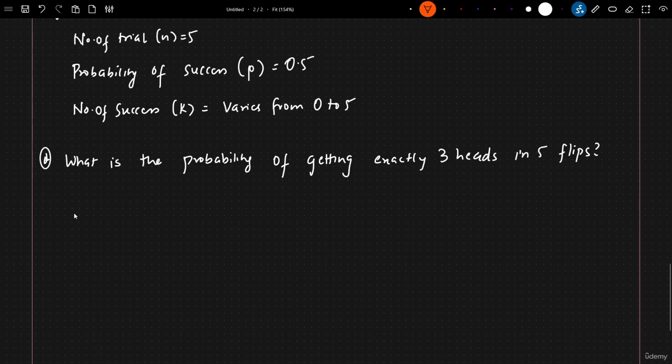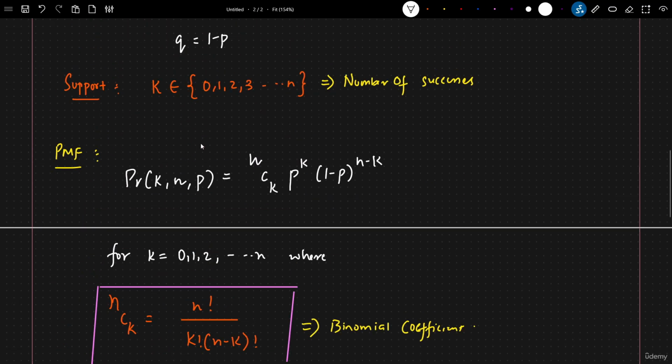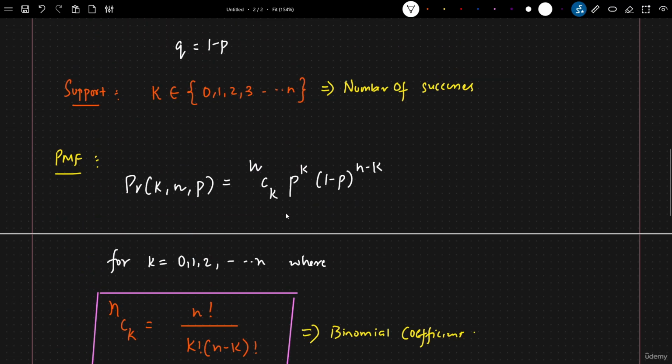So here my n value is obviously 5. K is the number of successes, which is nothing but 3, right? 3 heads I need to get. So I'm just going to calculate the probability of X equal to 3, and it is very simple. I will just go ahead and write 5C3, because I have to use this formula: nC k, so 5C3, okay?